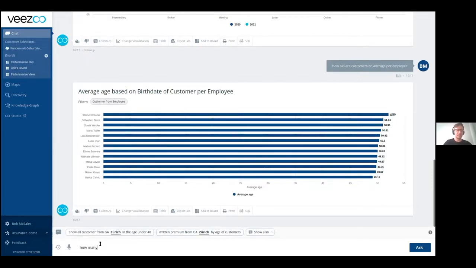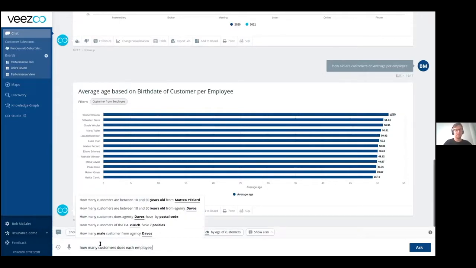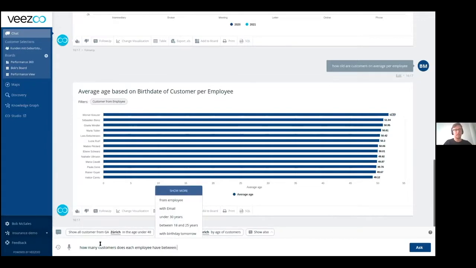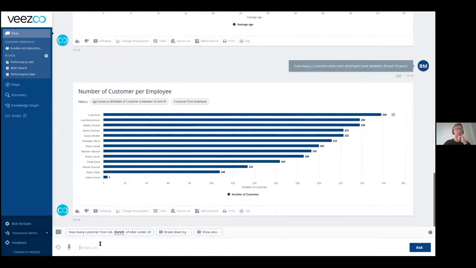Okay, so let's take a look at that. How many customers does each employee have between, let's say, 20 and 30 years? Okay. So while Veezoo is thinking, number of customers per employee, age between 20 and 30. And let's see where Mateo is. Oh, he's the third one there. So he has 238 customers between 20 and 30, right?